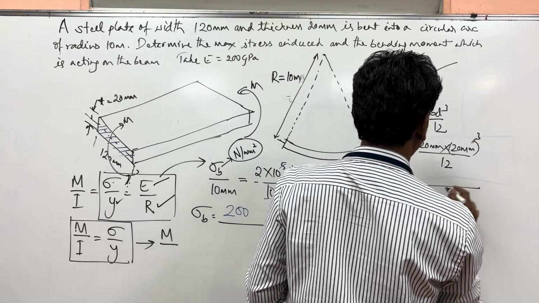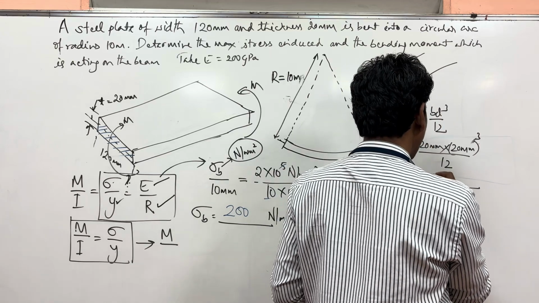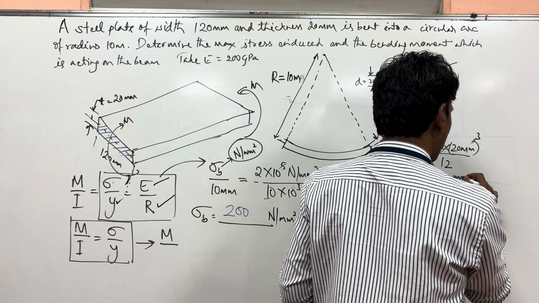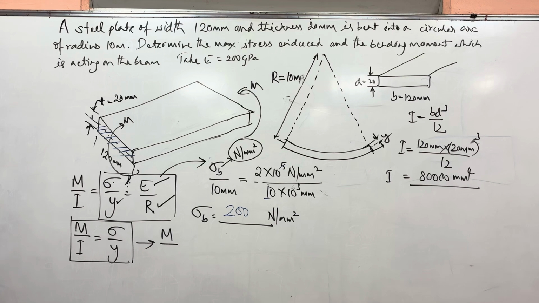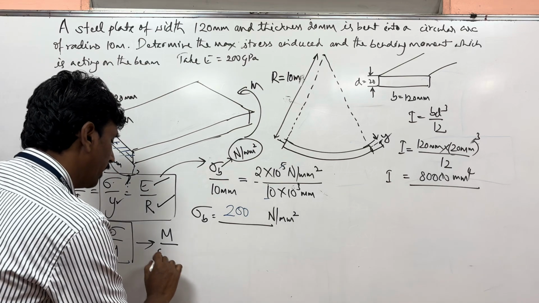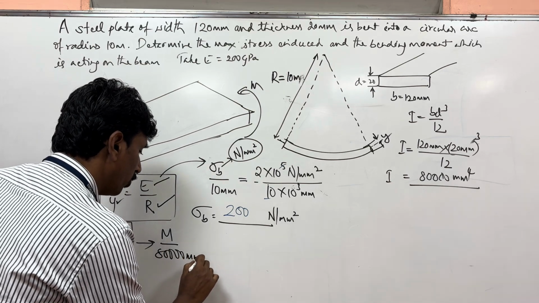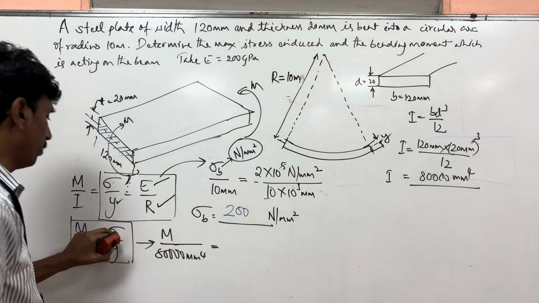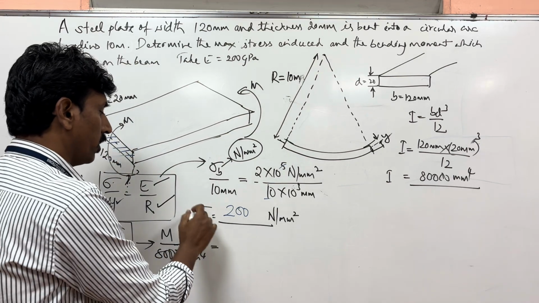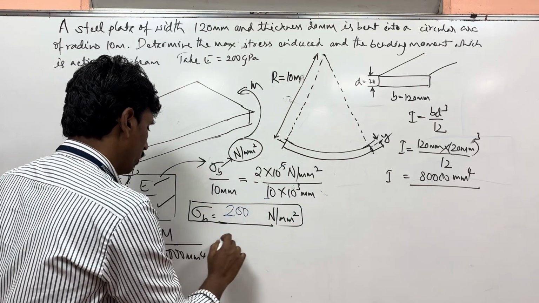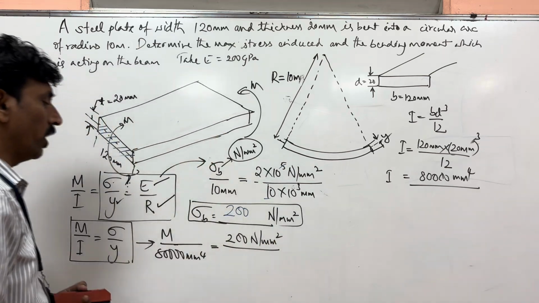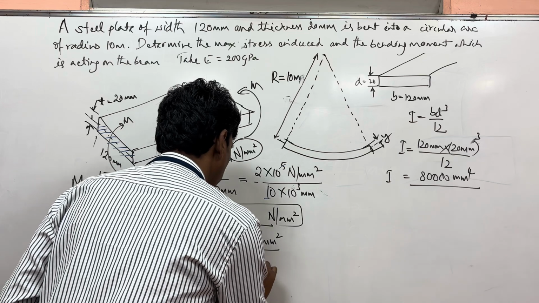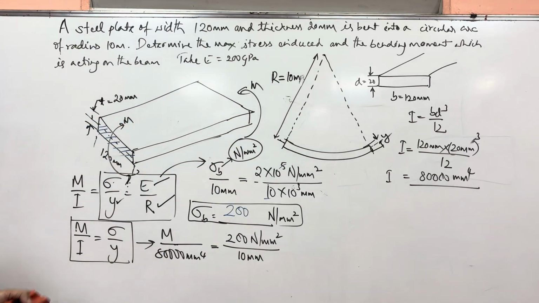So I is equal to how much? 80,000. What is the unit? mm to the power of 4. I is found out now. Okay? So here 80,000 millimeter to the power of 4 is equal to sigma. As per this, we already found out sigma here. So that is 200 Newton per mm square divided by y. So how much is y? 10 mm. So you find out M now.